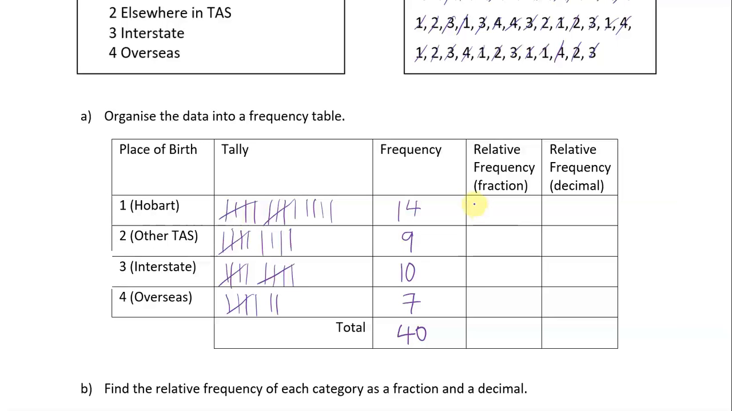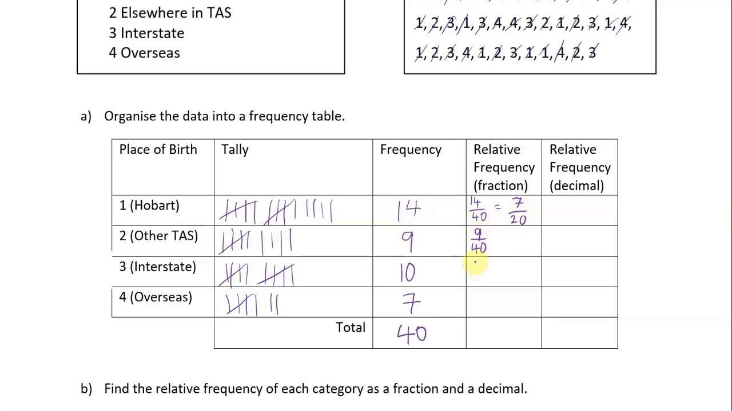Our frequency is 14 out of a total 40. But you remember that we have to give our relative frequency as a simplest form fraction. So as a simplest form fraction, this simplifies to 7 over 20. Other places in Tas was 9 out of 40. That already is in simplest form.